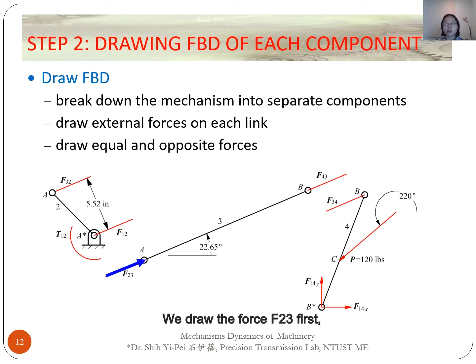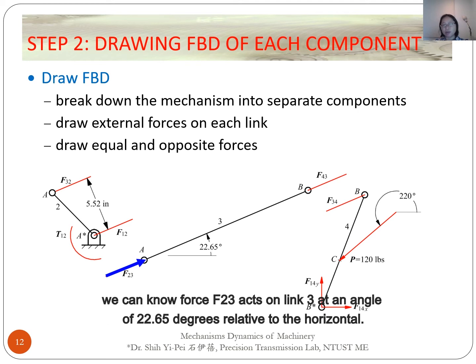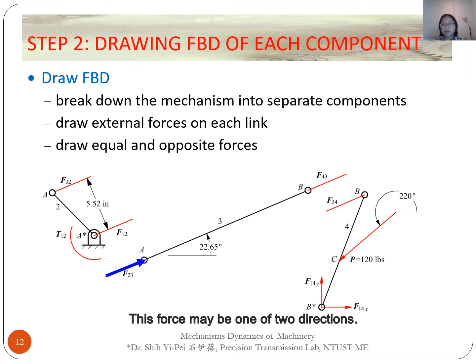We draw the force F23 first. F23 is exerted by link 2 on link 3. Because the position of the mechanism is given, we can know force F23 acts on link 3 at an angle of 22.75 degrees relative to the horizontal. This force may be one of two directions. We can choose this direction. If it is not correct, the force will be negative. We only need to flip this direction.